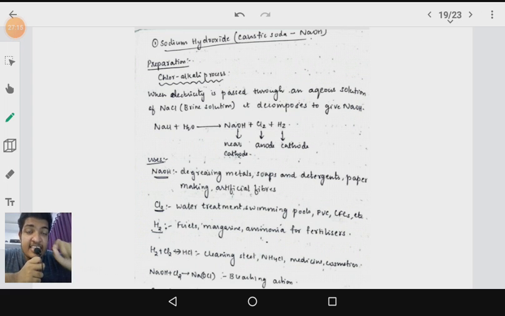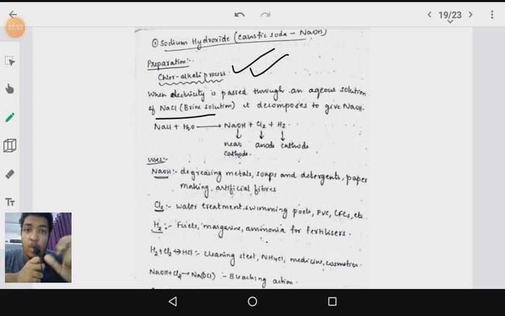Now let us see some of the common salts which we use in our day-to-day life. First one is sodium hydroxide, which is also known as caustic soda. Now what is the formula of caustic soda? Caustic soda is NaOH. So how is it prepared? It is prepared by using the chlor-alkali process. That means we are going to take an aqueous solution of NaCl. Aqueous solution of NaCl is also known as the brine solution. So when electricity is passed through this brine solution, it undergoes decomposition. Upon decomposition, it will give NaOH along with some byproducts, that is Cl2 and H2.